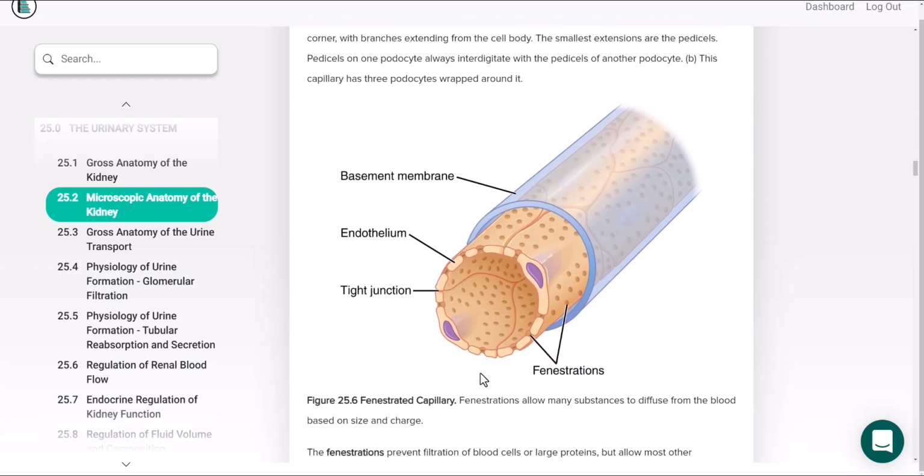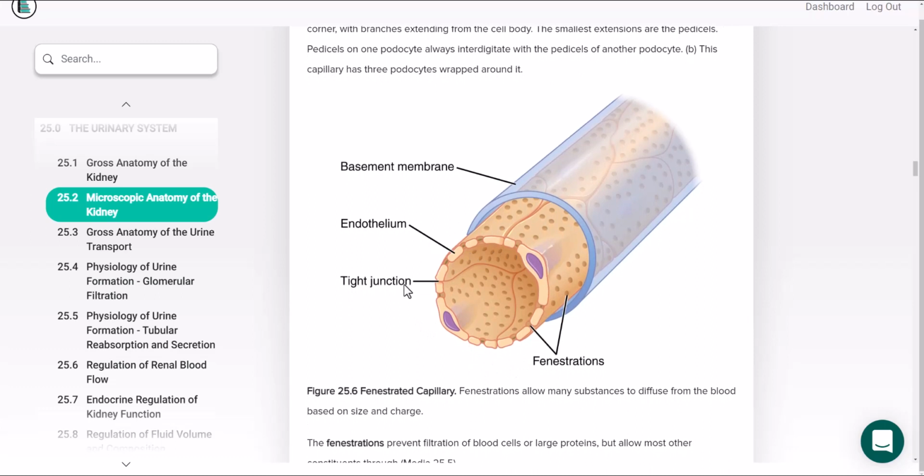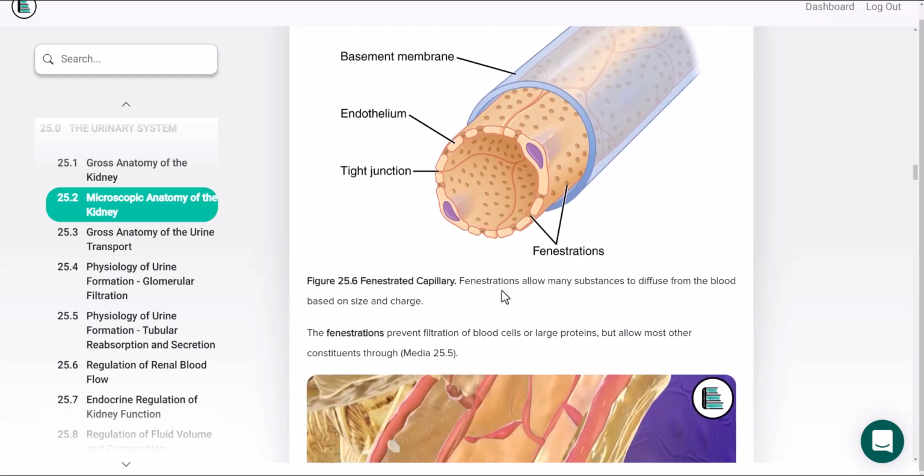And then here is a reminder of what those fenestrations look like. So here is a small piece of one of the capillaries. The fenestrations are these little openings. These endothelial cells are still held together, but they're certainly a lot leakier because of those fenestrations than what would be found in your continuous capillaries.